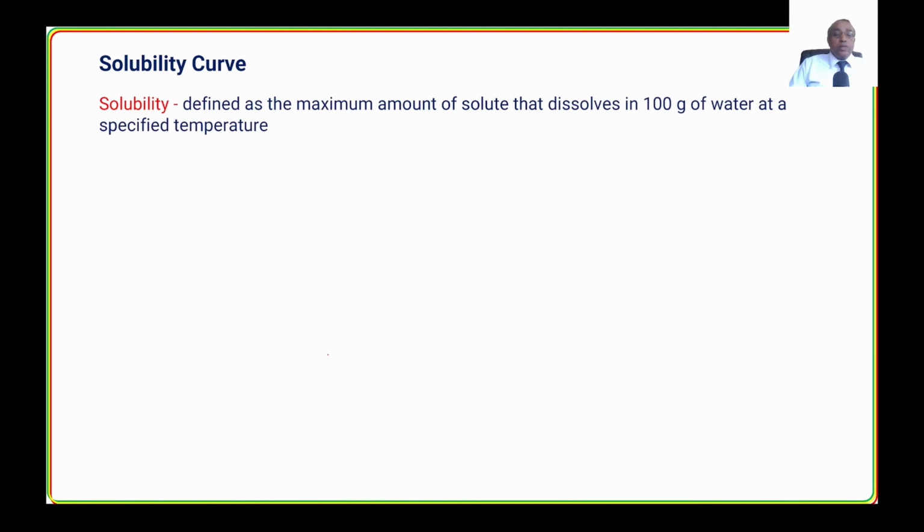Now let's see solubility. So what is solubility? Solubility is defined as the maximum amount of solute that dissolves in 100 grams of water at a specified temperature. Maximum amount of solid. What does that mean? This means this solution is a saturated solution. A solution that dissolves its maximum amount, we call a saturated solution. So when you talk about solubility, you are talking about a saturated solution. That saturated solution in fact is in 100 grams of water.